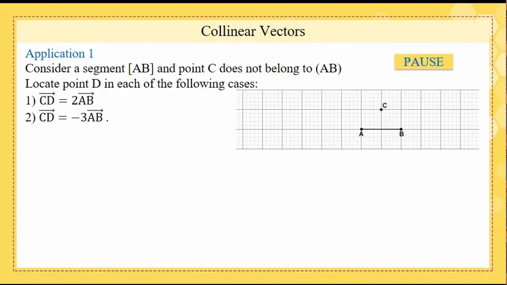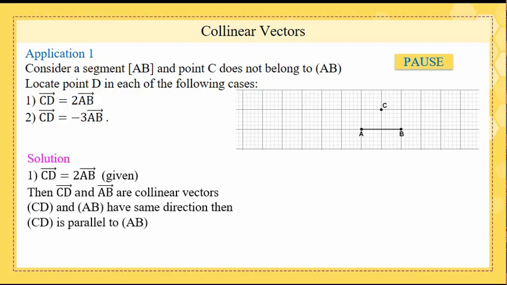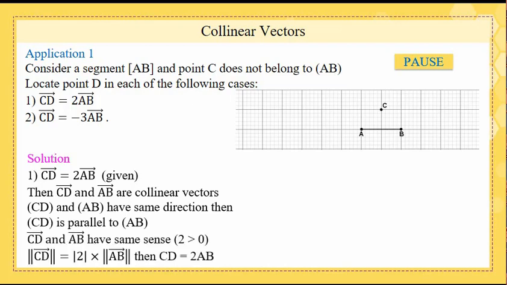Application. Pause the video for 5 minutes and try to solve this application. In this application, we have segment AB and a point C that does not belong to the line AB. You need to locate point D in each of the following cases. Pay attention that in the first case, CD vector and AB vector are collinear vectors. They must have the same direction and they must have the same sense since AB is multiplied by a positive number which is 2. And the magnitude of CD vector equals 2 multiplied by the magnitude of AB vector.